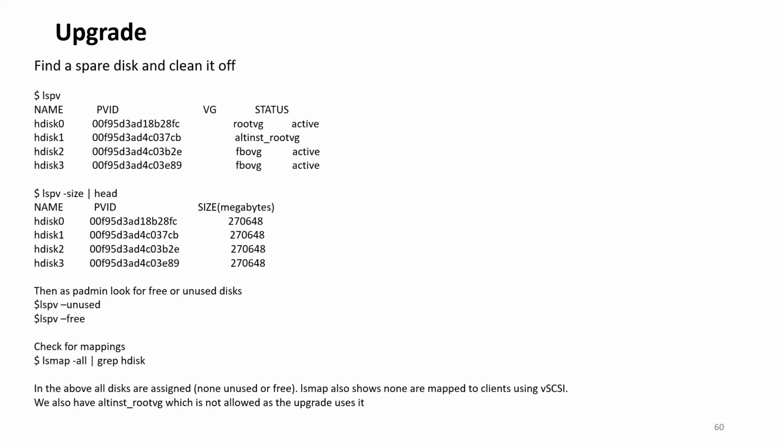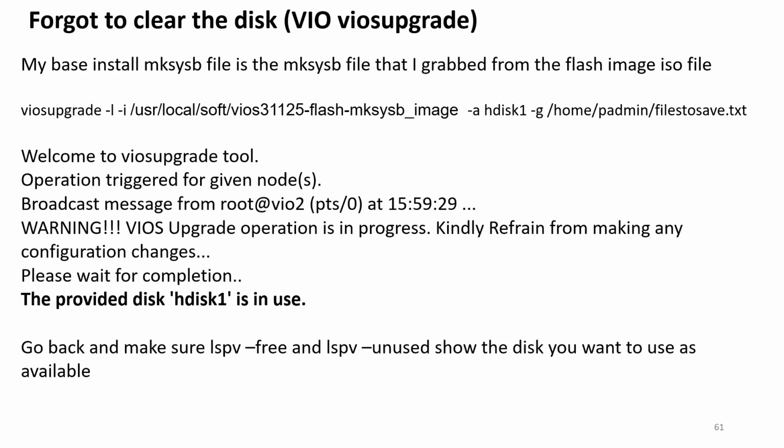Before you do the upgrade, you have to have a second empty disk. So if you look here, you'll see that all my disks were in use. And when I did an lspv -free or -unused, it didn't show me anything. So I have to actually exportvg alt_inst_rootvg, because you can't actually have an alt_inst_rootvg when you're doing a VIOS upgrade, because the first thing it does is create that.